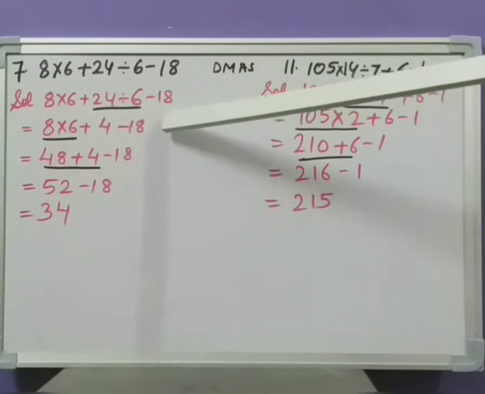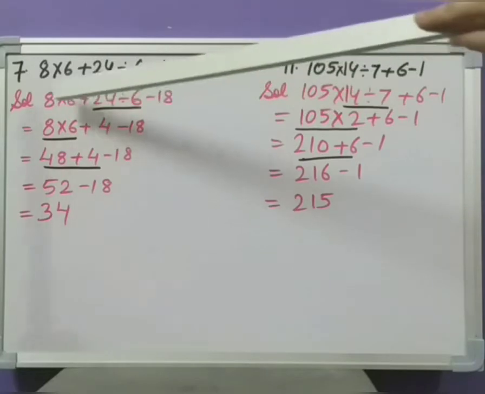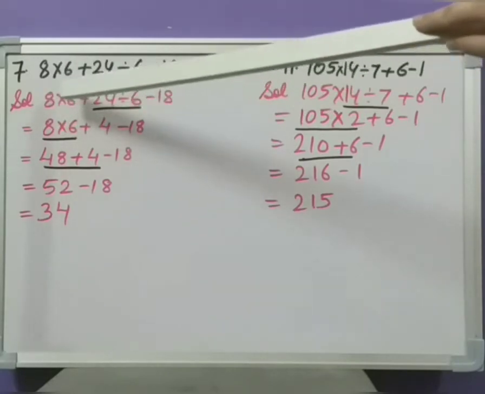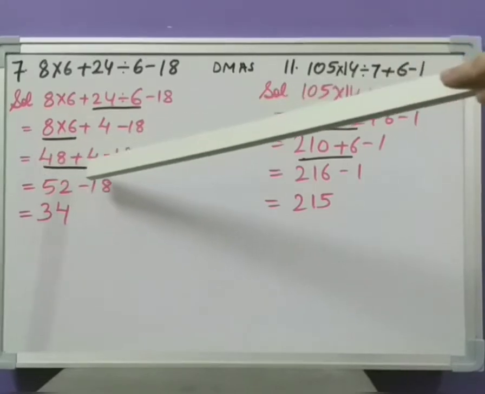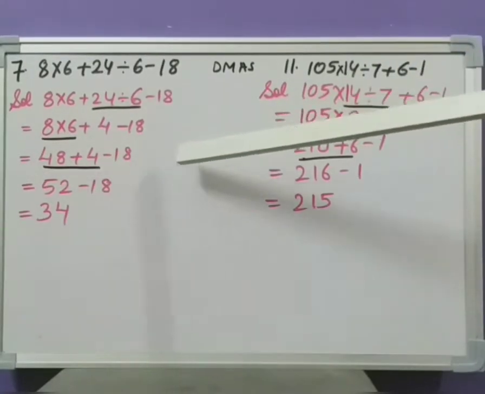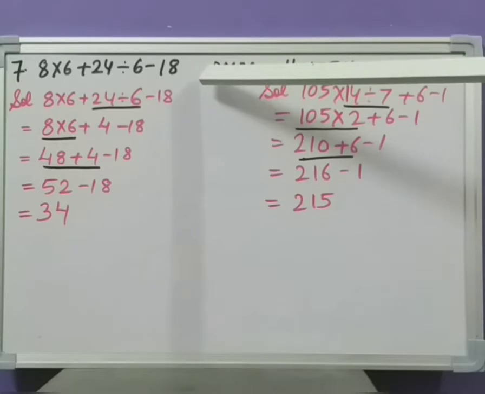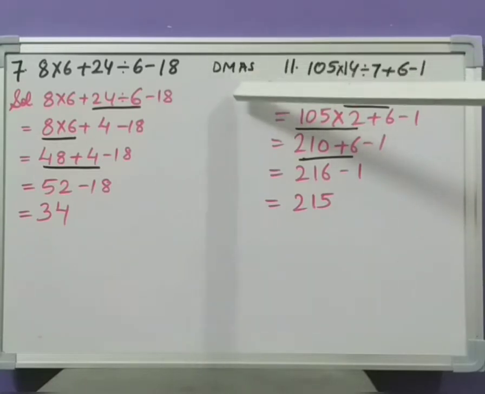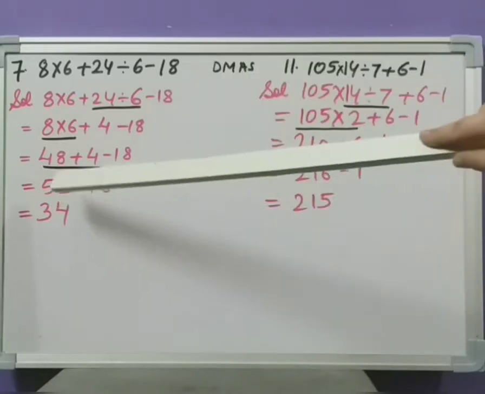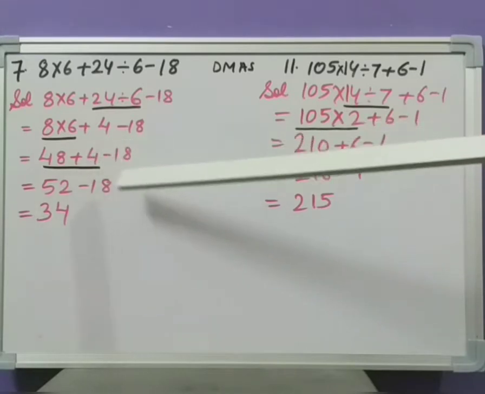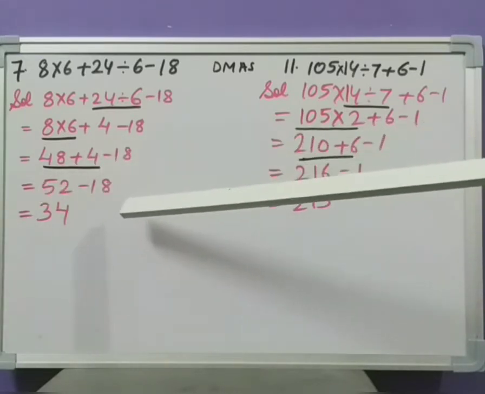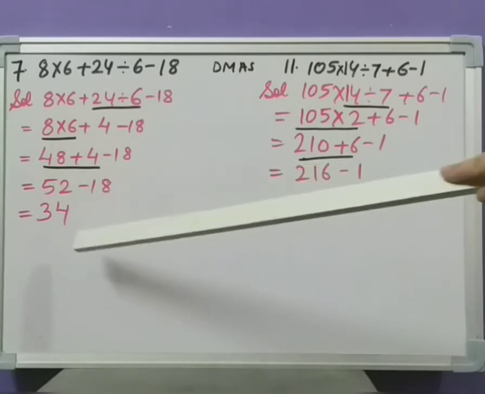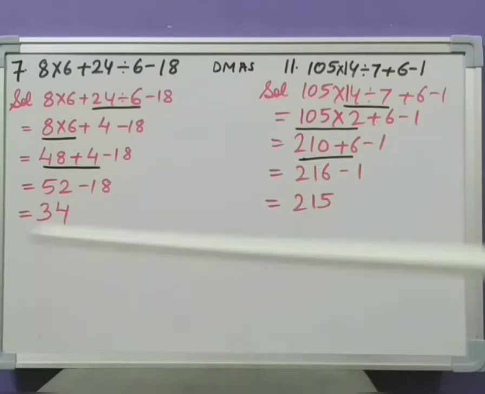Now the next is multiplication. So we are going to multiply. 8 multiplied by 6 is equals to 48, then plus 4 minus 18. Now according to division we have done, multiplication we have done, now addition. So 48 plus 4 is equals to 52 and minus 18, and the last is left. 52 minus 18 is equals to 34.